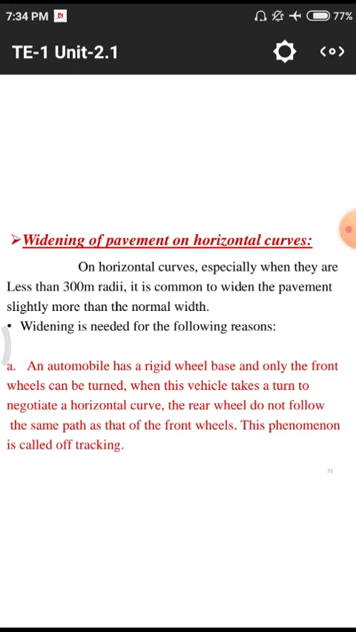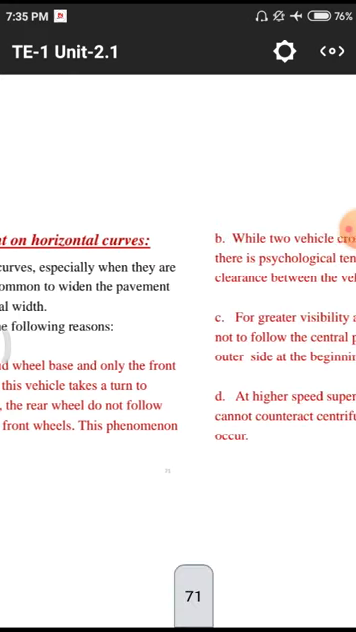Automatically, a slight movement of the back wheels also has to be maintained. That means those two things have to be in line with each other, otherwise automatically the vehicle will be overturned. This phenomenon is also called tracking. ఈ ఫినామినాన్ని మనం ట్రాకింగ్ అని కూడా అంటారు, ఓవర్ టర్నింగ్ ఆర్ ట్రాకింగ్.